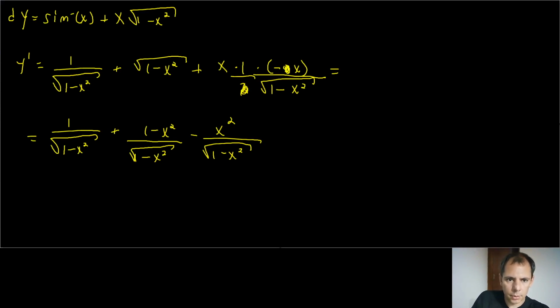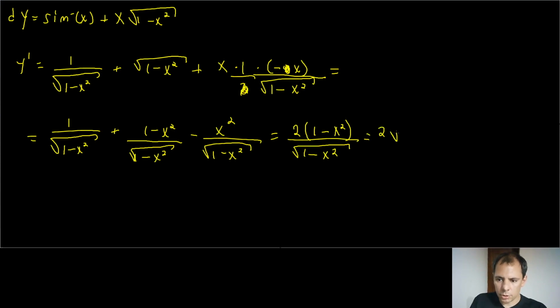Because that's what happens. So you see you have 1 plus 1, which is 2, minus x squared, which is minus 2x squared. So this whole thing is going to be 2 times (1 minus x squared) divided by the square root of 1 minus x squared, which is the same thing as 2 square root of 1 minus x squared. Why? Because here you have a 1, and this is the same thing as 1 minus x squared to the half. So 1 minus half is half, so that's what you have in here.